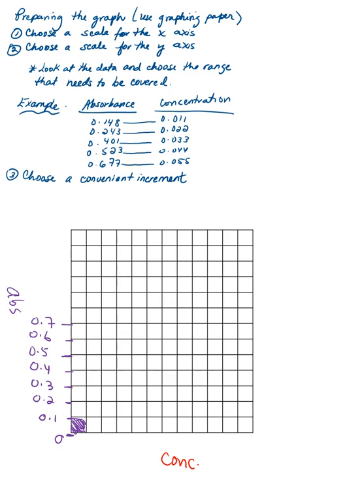So you can start at 0 and you can do like 0.05. 0.01 here, 0.2, 0.5, and the last one 0.6.